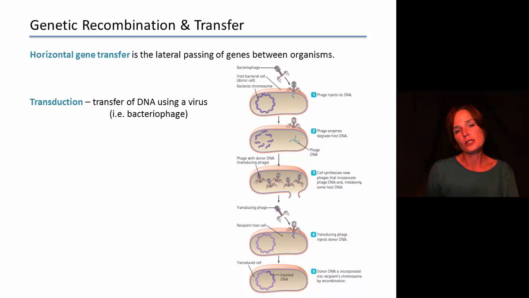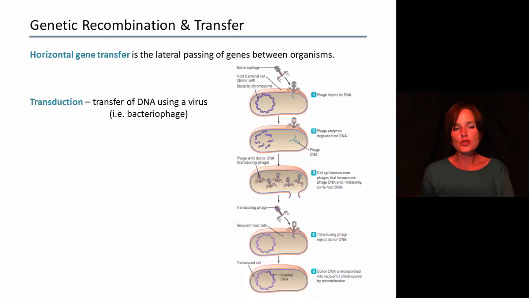Another way that we can get horizontal gene transfer is with the process of transduction. Transduction is going to be a transfer of DNA, and this is going to occur with the use of a virus. This is specifically a virus that infects bacteria, and we call those viruses bacteriophage.